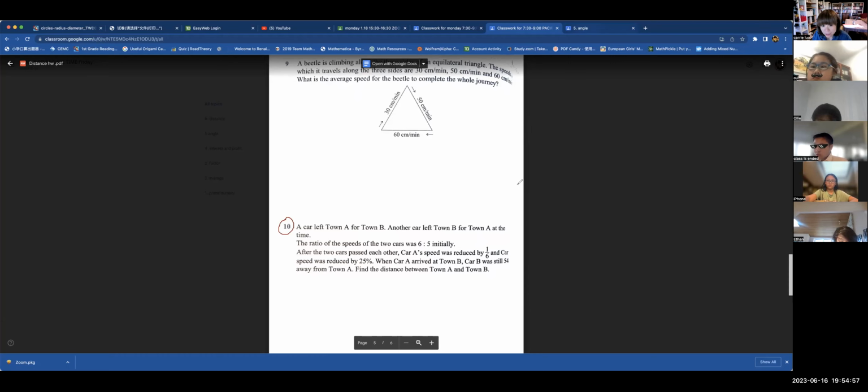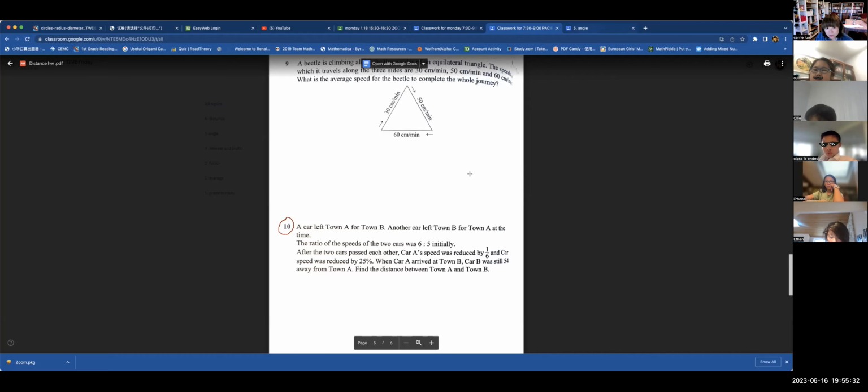A car left town A for town B. Another car left town B for town A at the same time. The ratio of the speeds of the two cars was 6 to 5 initially. After the two cars pass each other, car A's speed was reduced by 1 over 6, and the other car's speed was reduced by 25%. When car A arrived at town B, car B was still 54 meters away from town A. Find the distance between town A and town B.